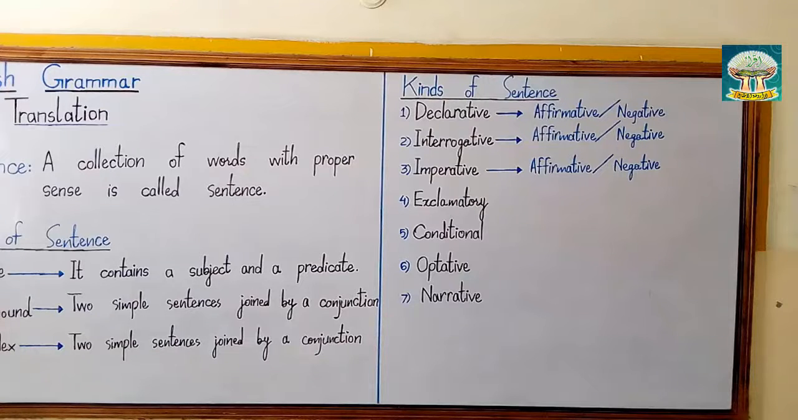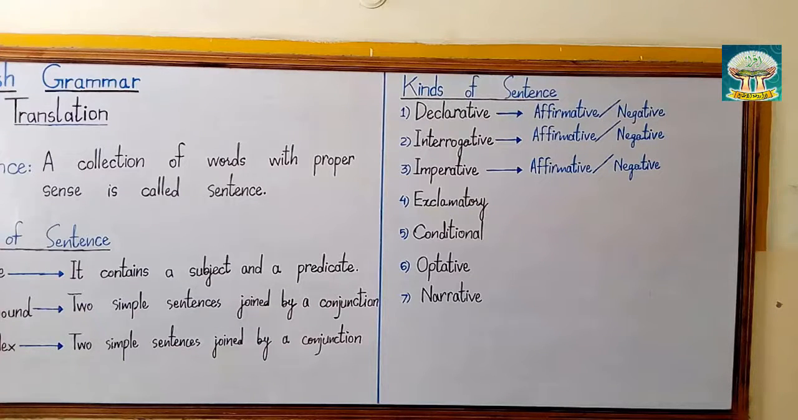Let's take a look at the kinds of sentence. In the previous lectures, I told you about kinds of sentence, and in your previous classes, you have studied about kinds of sentence. We told you about 4 kinds of sentence in the previous lectures and in the previous classes. Otherwise, there are 7 different kinds of sentence in the English language.